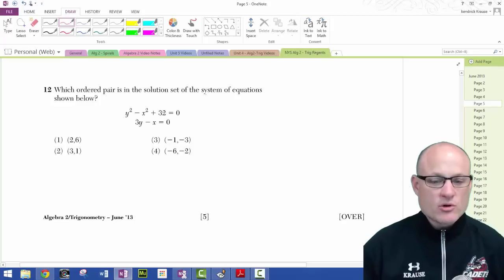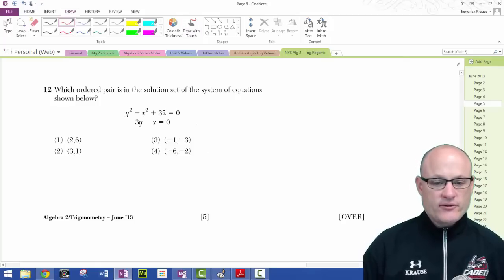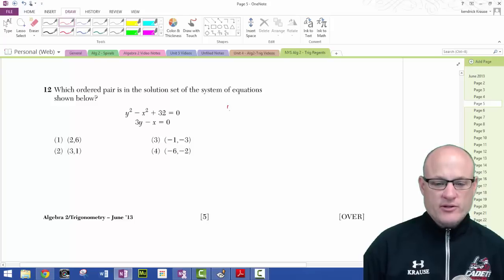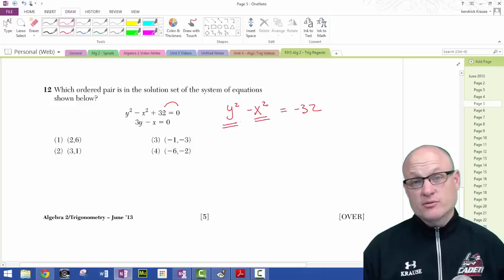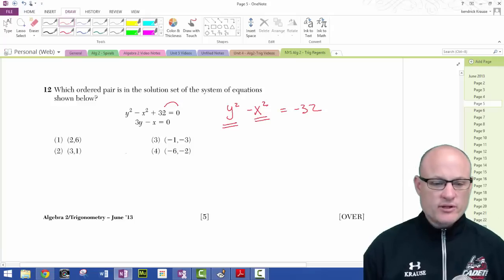Okay. Which ordered pair is in the solution set of this? So this first one, let me just do this. It's y squared minus x squared. And we really want that to be negative 32, because if I bring this 32 over, I need that to be negative 32. Well, if that's going to be negative 32, then wouldn't it make sense that x would be bigger than y? Now, bigger is a relative term, with negative or positive, it doesn't matter which one, it's going to be bigger. So x is not bigger than y here. This would be, y is much bigger.